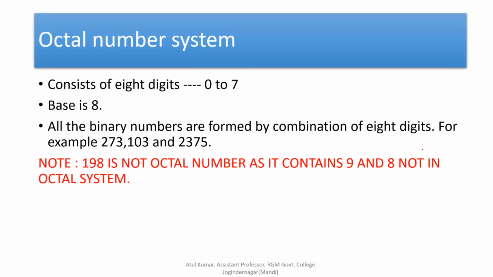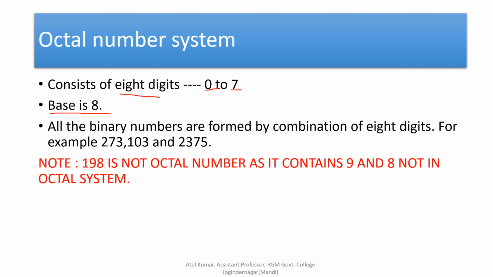The second number system is octal number system. From the name, it is clear that octal means 8, so it has 8 digits. So the total number of symbols in octal number system is 8, and their values start from 0, and the last digit of octal number system is 7. So it has 8 digits, so its base is 8. The total number of digits in any number system represents the base of that number system. All the octal numbers are formed by these 8 digits.